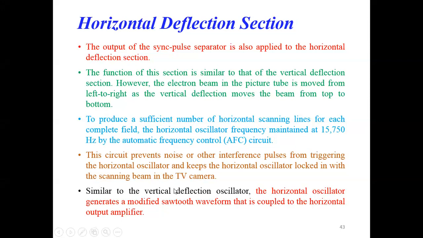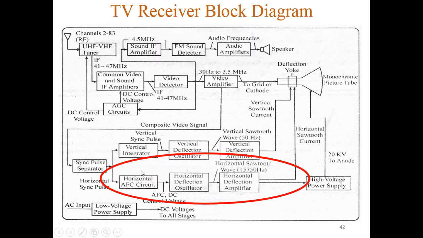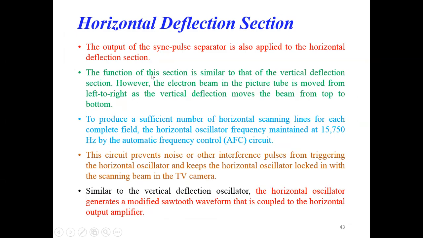Horizontal deflection section. Here the output of the sync separator is also applied to the horizontal. The function of this section is similar to the vertical deflection. The only difference is that the electron beam is moved from left to right. In the vertical it was moving from top to bottom, and here it is moving from left to right.